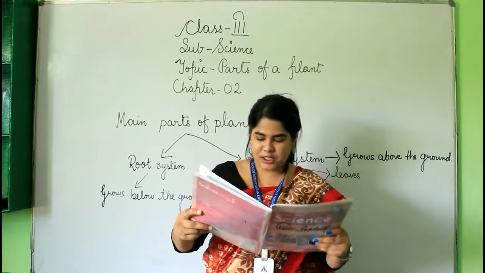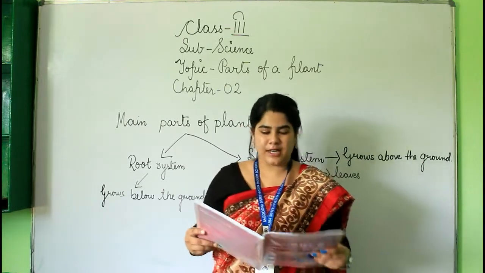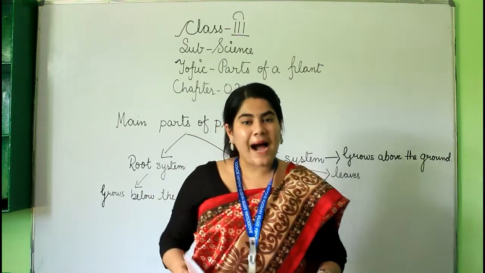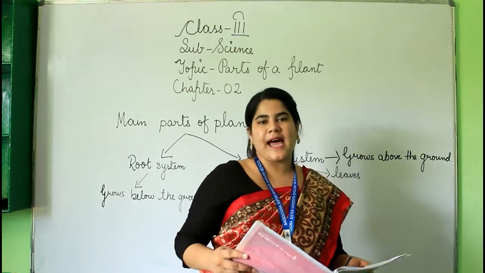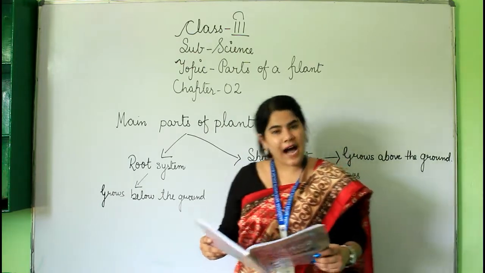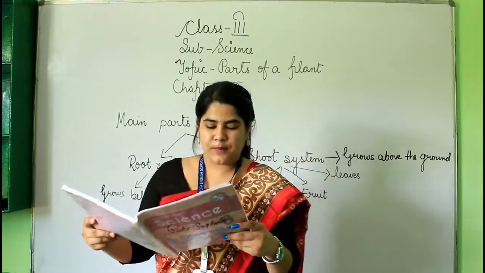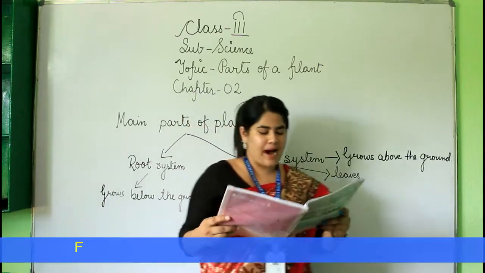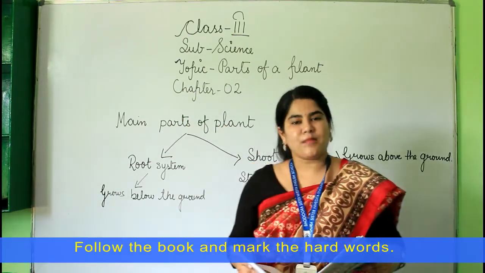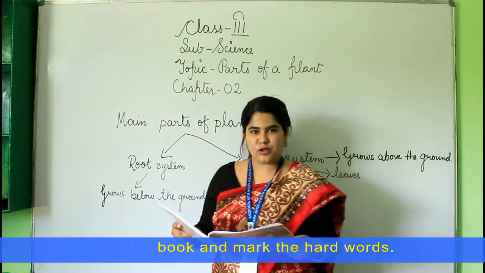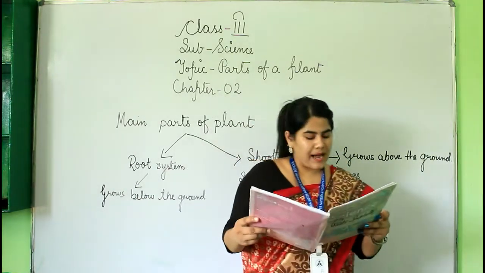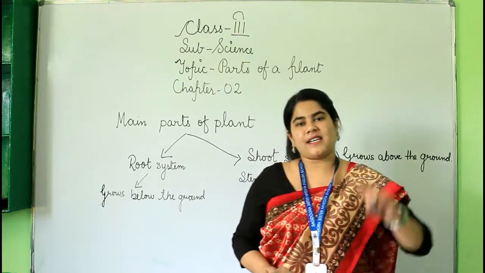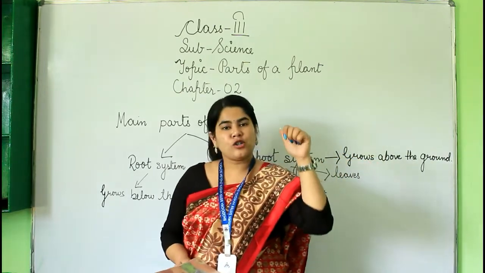So open to page number 14, chapter number 2, that is parts of a plant, and get ready with the pencil as we are going to underline the hard words too, alright? So plants have different parts, each part has some important function. As I told you, I gave you the example of our body. Now a plant has two main parts, that is the root system and the shoot system.